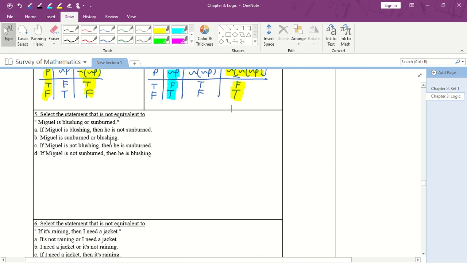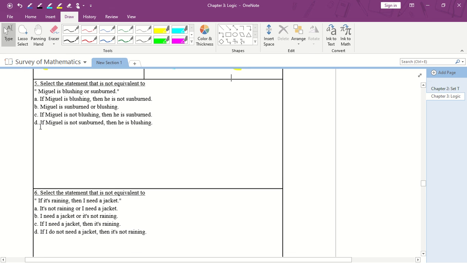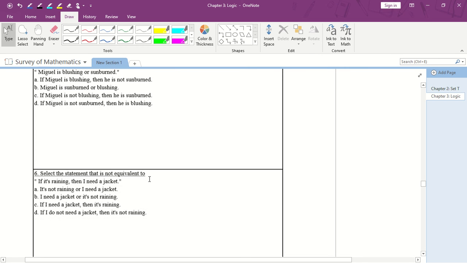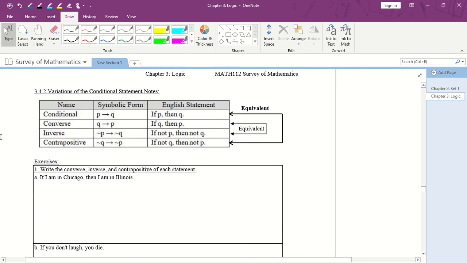Okay, and now we have two more questions here, questions 5 and 6. But let me just skip them for a while, and once we are done with this, we'll go back to those questions. Okay, so let's look at this one. Here it says variations of the conditional statement, and it asks for name, symbolic form, and English statement.